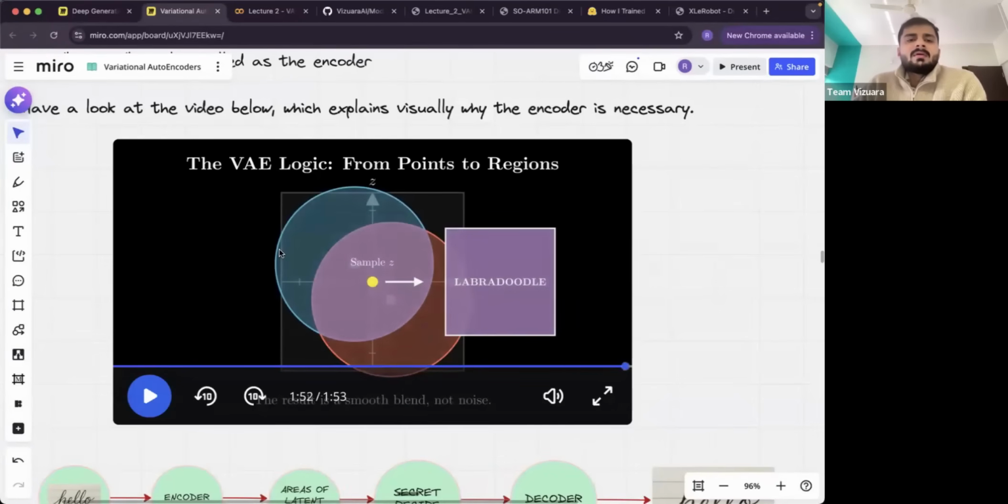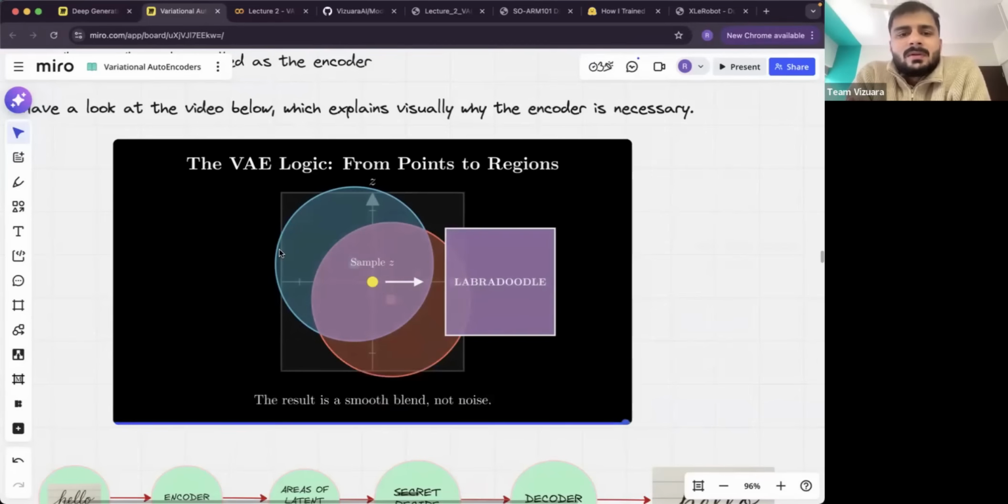Okay. Can anyone help me understand why we need the variational part in the variational autoencoder? Why can't we just predict one single point in the latent space corresponding to an image? Why do we need to predict a distribution?